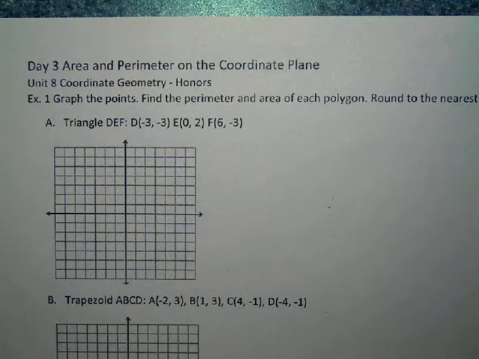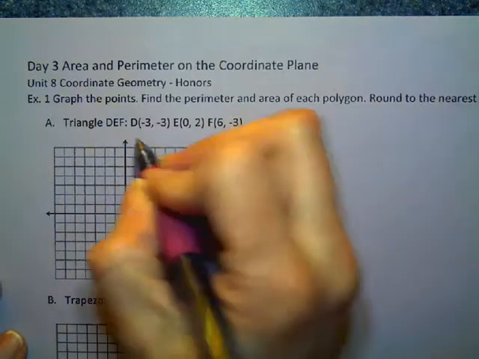We're doing day 3, area and perimeter. We did area and perimeter last chapter. This chapter, we're going to talk about doing it on the coordinate plane. So the first thing we need to do is graph our ordered pairs. This is your x-axis, this is your y-axis.